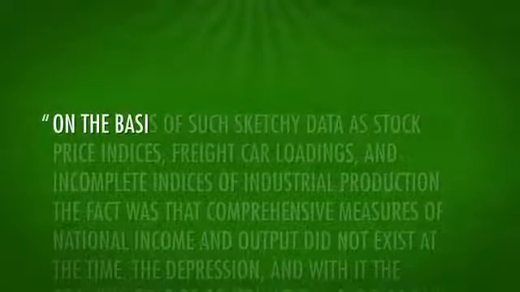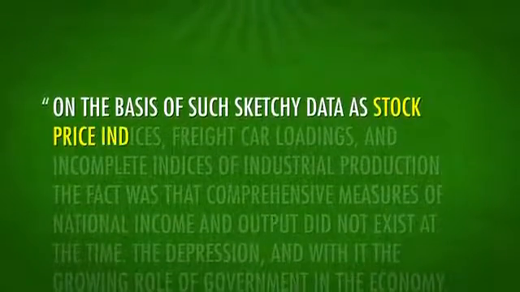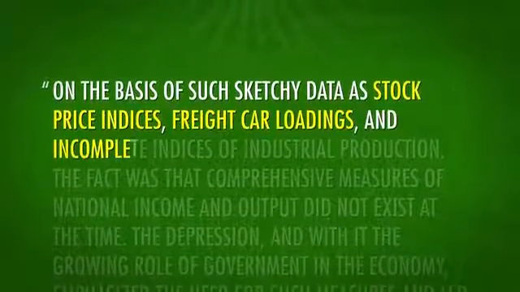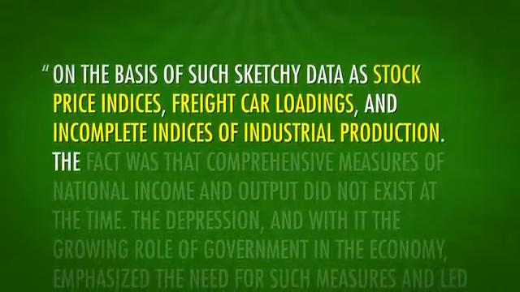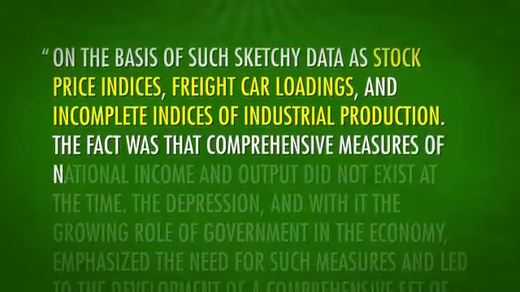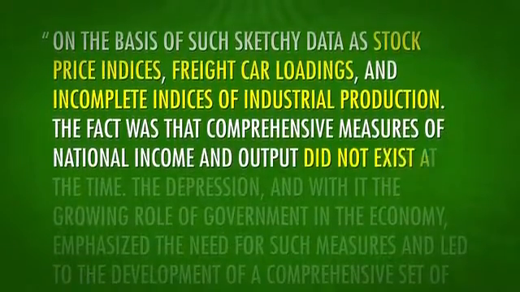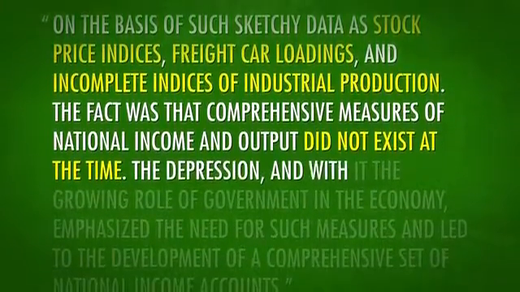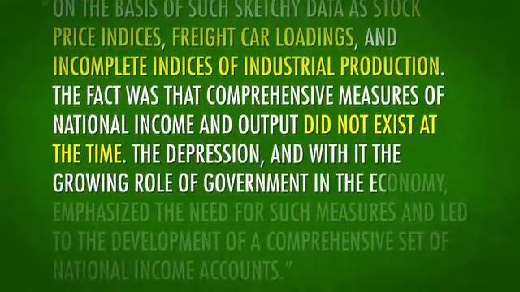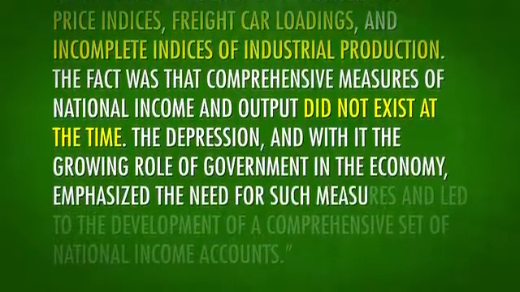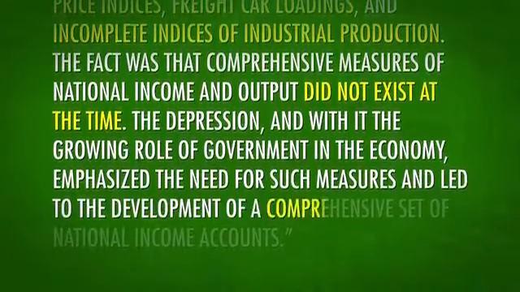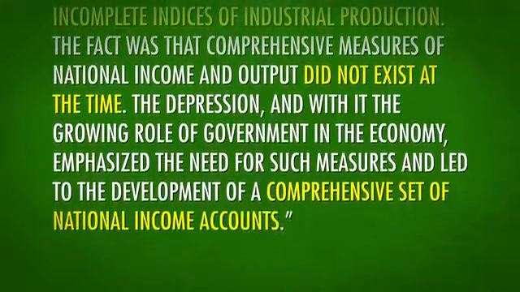According to Robert Froyen, during the Great Depression, economic decisions were made, quote, "on the basis of such sketchy data as stock price indices, freight car loadings, and incomplete indices of industrial production. The fact was that comprehensive measures of national income and output did not exist at the time. The Depression, and with it the growing role of government in the economy, emphasized the need for such measures and led to the development of a comprehensive set of national income accounts."